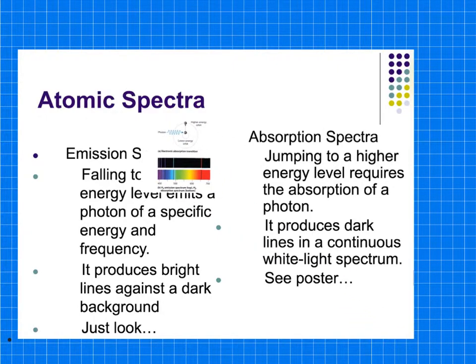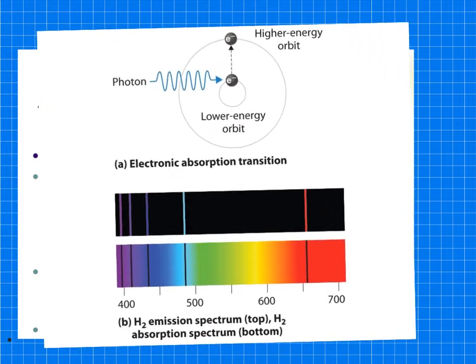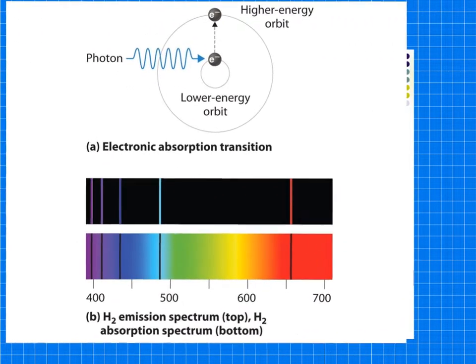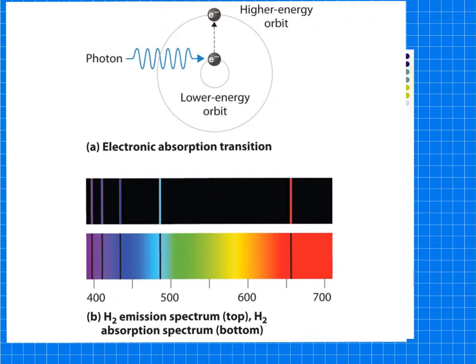So I wanted to show this to you, just in case the poster is not there. This first picture that you're looking at is the emission spectra. And we have that dark background with the bright lines. And when you look into your spectroscope, this is what you should see.